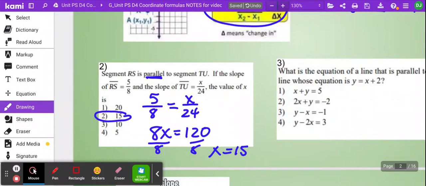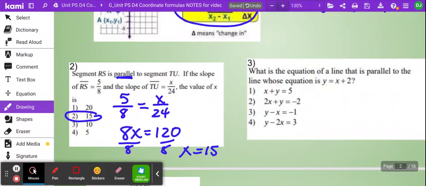Okay, let's look at number 3. What is the equation of a line? That's what it's asking for. That is parallel, again, important, to a line whose equation is y equals x plus 2. Well, we just discussed that parallel lines will have the same slope. So since this is in y equals mx plus b form, I know the number before the x is 1. So I know the slope of that line is 1. Now all I have to do is tweak my multiple choice answers to get them in y equals mx plus b and see who has the matching slope of 1.